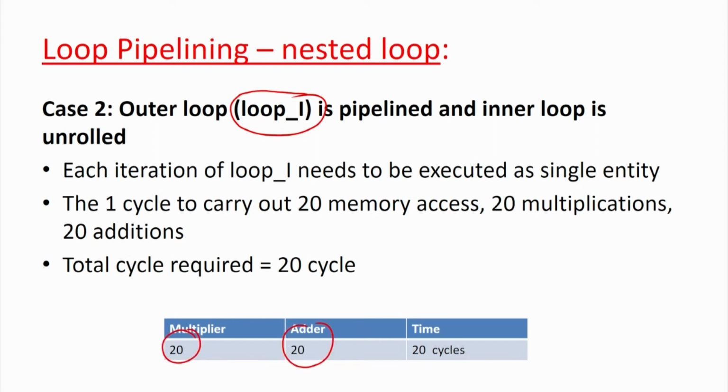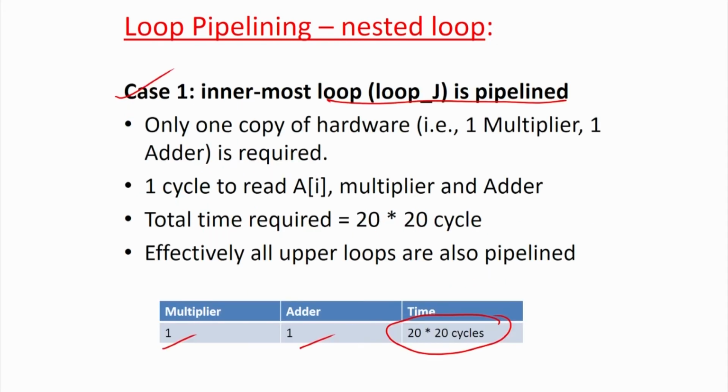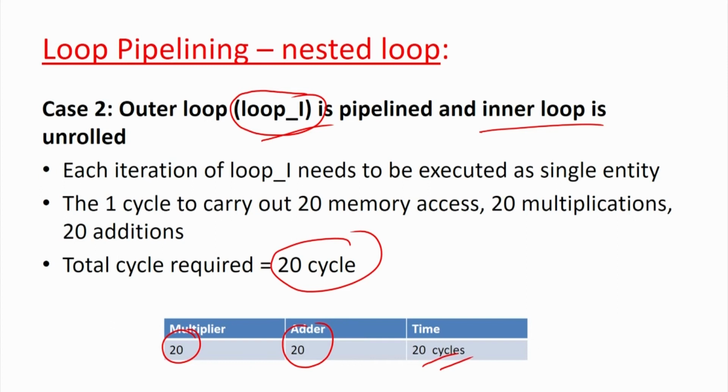If you try to pipeline the outer loop, and automatically the inner loop is unrolled, I need 20 cycles, because only the outer loop gets pipelined. So this is iterating 20 times and this is unrolled. This will take one cycle, all the operations will be executed here, and this will take 20 cycles. So I need 20 cycles, but I need 20 multipliers and 20 adders.